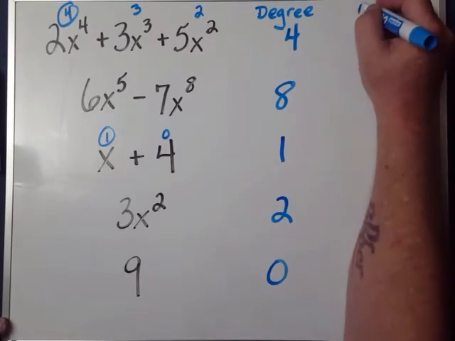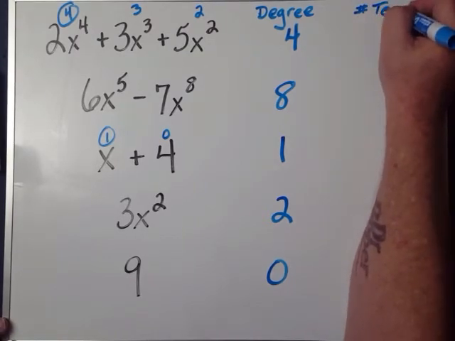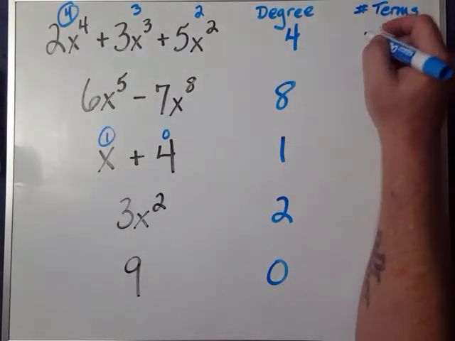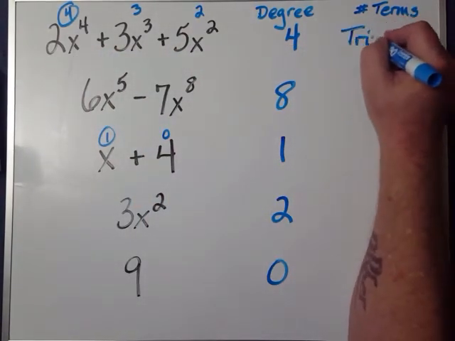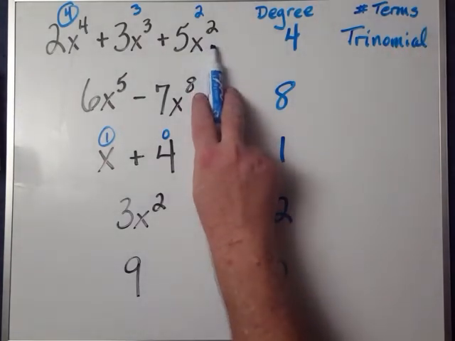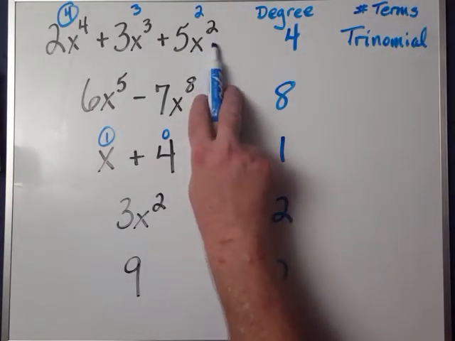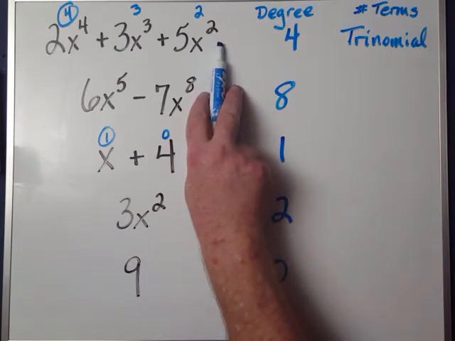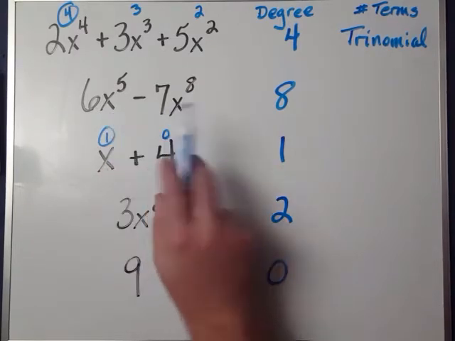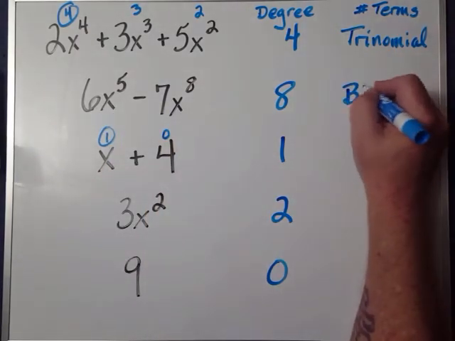So let's classify these now as to their number of terms. This first polynomial has 3 terms, so it is a trinomial. In fact, we can say that this first polynomial is a trinomial of degree 4, or a 4th degree trinomial. My next guy has 2 terms, so he's a binomial.